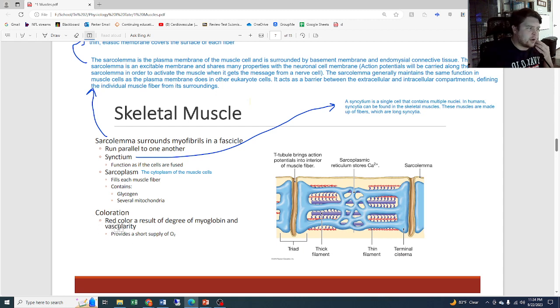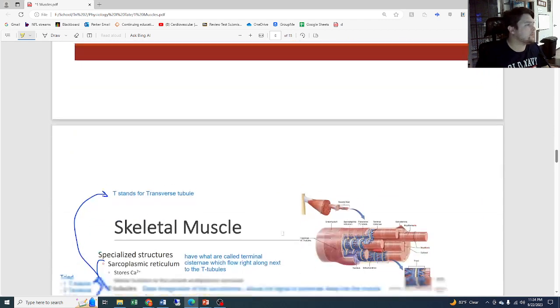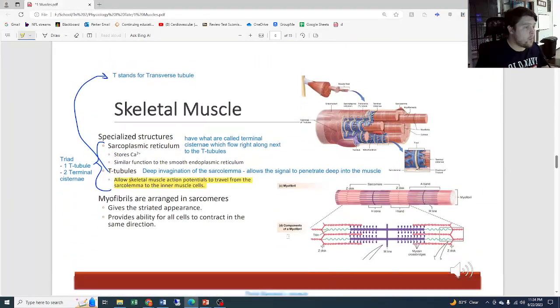So skeletal muscle is a red color as a result of the degree of myoglobin and vascularity, which provides a short supply of oxygen. Myoglobin is like hemoglobin, myoglobin just being the oxygen transporter and holder in the skeletal muscle, whereas hemoglobin is the one in the blood. Okay.